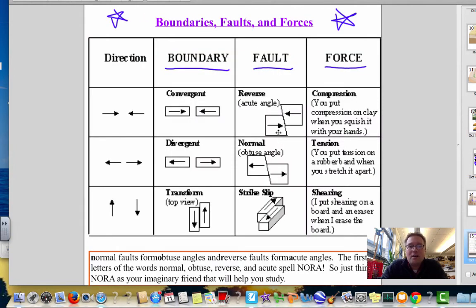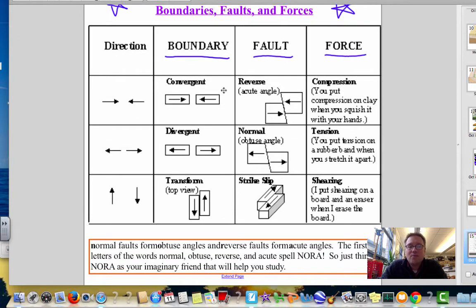This page sums it all up. What type of plate boundary creates what kind of movement, right? And depending on the force that that movement creates, a compression, a tension, or a shearing force, you can either get a reverse, a normal, or a strike-slip fault. So this is an important page to look over. It ties together the fault types, the forces that cause those, and the boundaries where you find those types of forces. And again, down there's a little bit more of Nora.